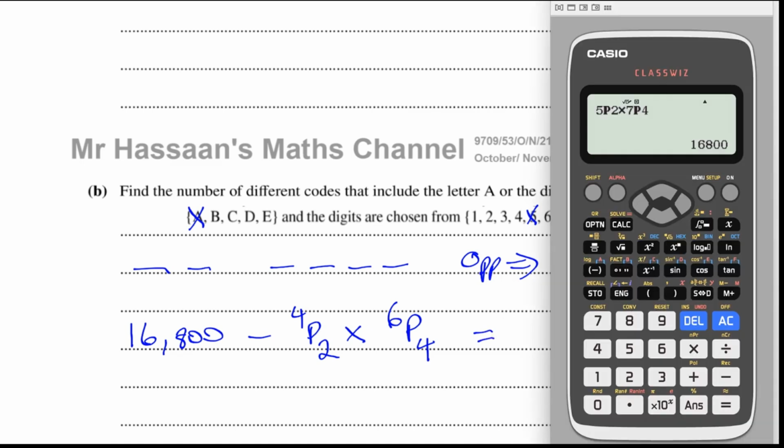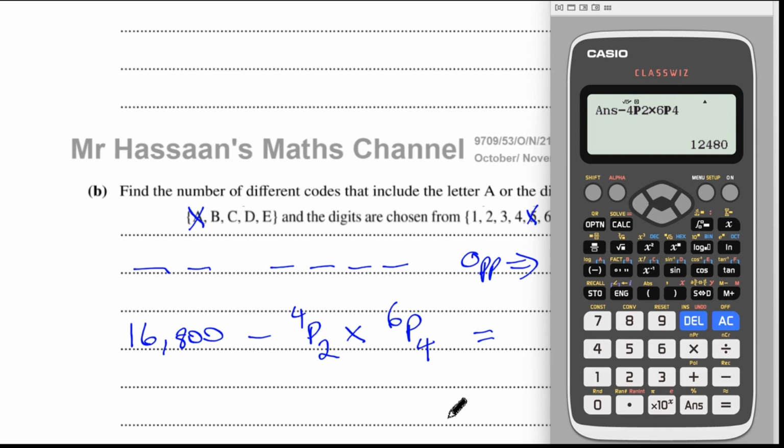So we take the previous answer and take away from it 4P2 times 6P4.